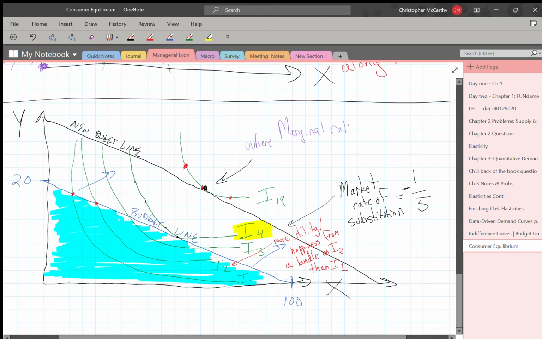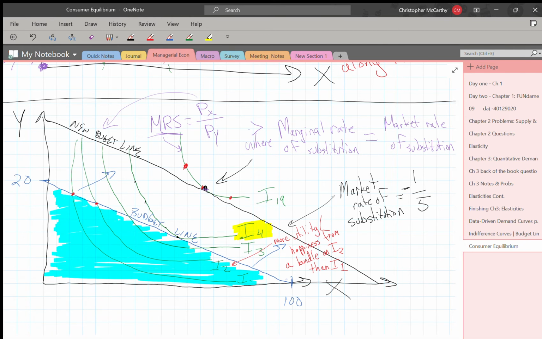rate of substitution equals the market rate of substitution. So this also means this is the point where our MRS is equal to the price of X over the price of Y. So this is the point where their slopes are the same, right? And this is the slope of my budget line, and the MRS, that's the slope of my indifference curve. So that's talking about my consumption choices.